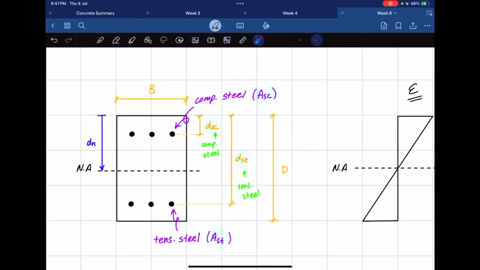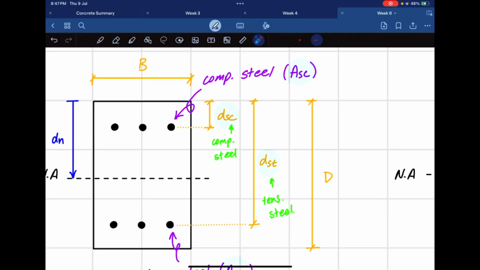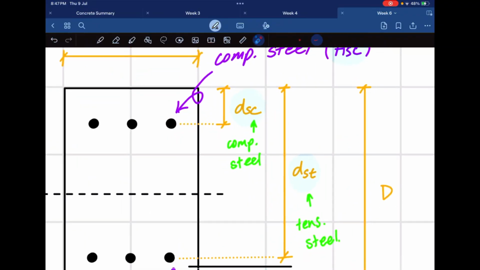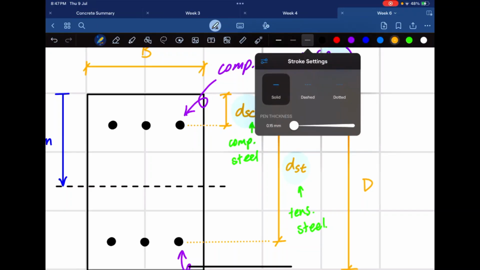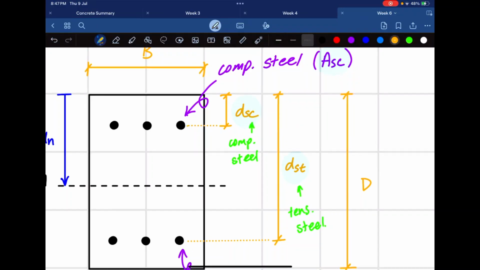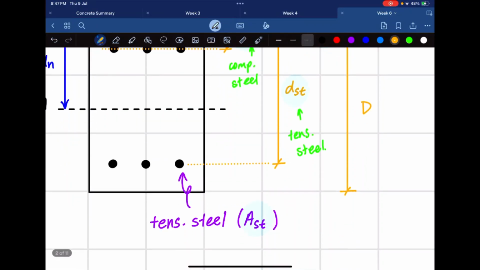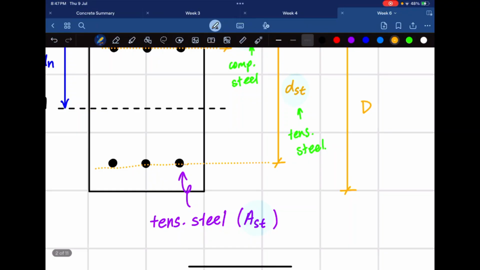Now, a key note, by the way, is we're not taking it to the top of the steel or the bottom of the steel. We're taking it directly in the middle, right? So I've got a dotted line there to show you that we're taking the distance to the center of the bar. Same thing with this as well. We're taking it to the center of the bar.